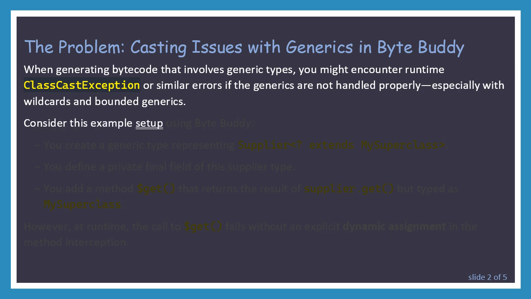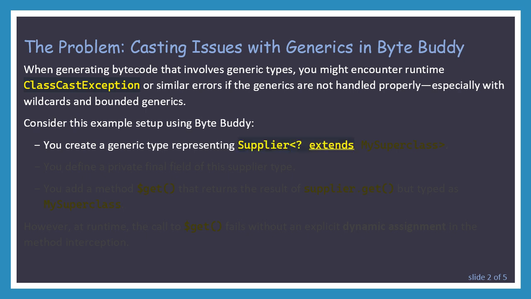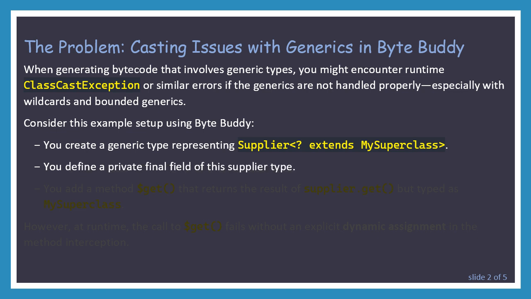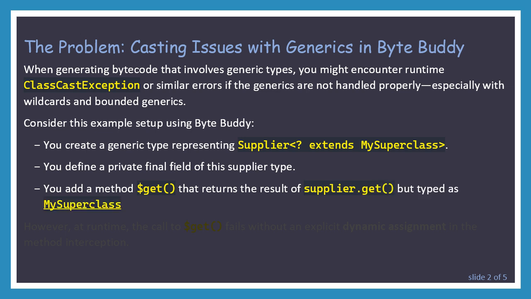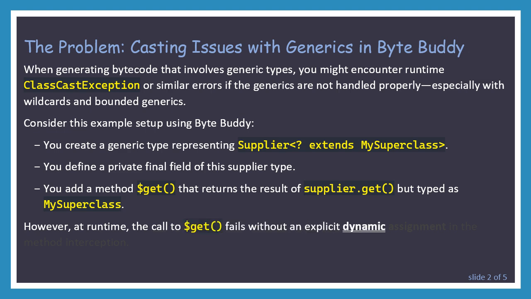Consider this example setup using Byte Buddy. You create a generic type representing Supplier<? extends MySuperClass>. You define a private final field of this supplier type. You add a method $get that returns the result of supplier.get(), but typed as MySuperClass. However, at runtime, the call to $get fails without an explicit dynamic assignment in the method interception.